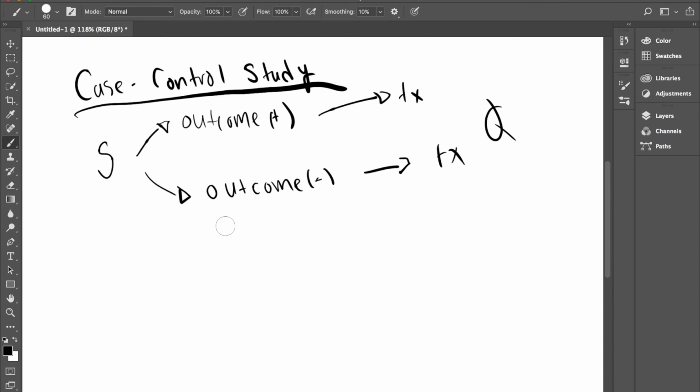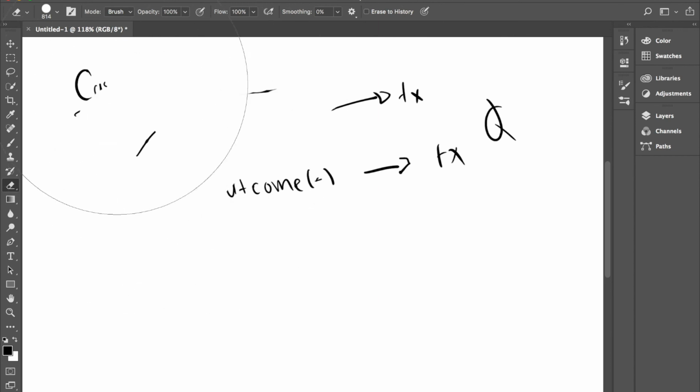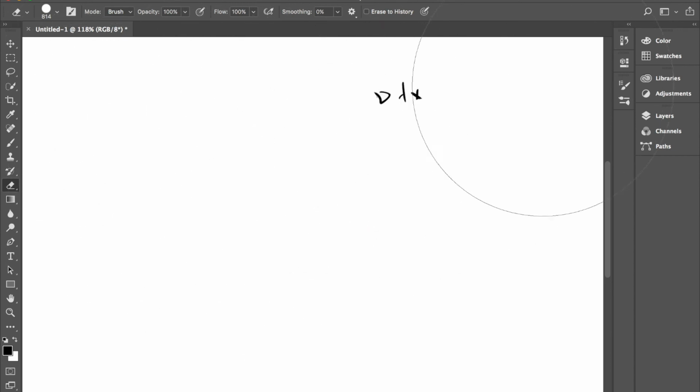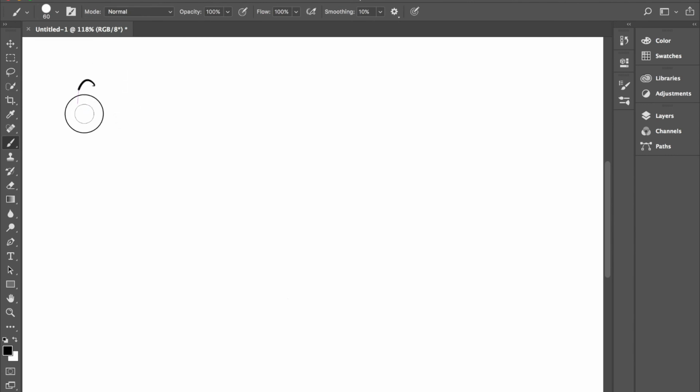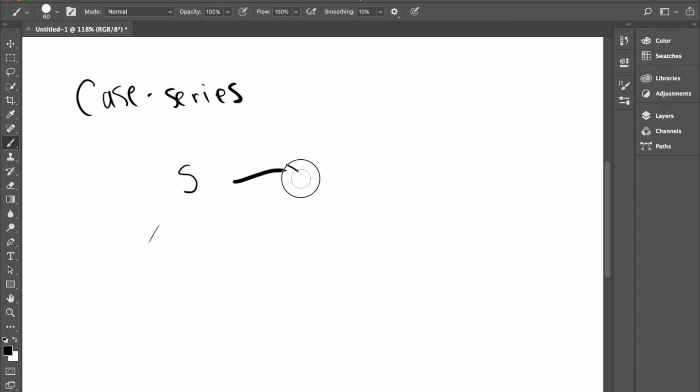And now finally, that brings us to our final type of observational study. And that observational study is known as the case series. A case series is probably the simplest type of observational study. All we do is we gather a sample of people, we give them the treatment, and then we follow them out for the outcome.